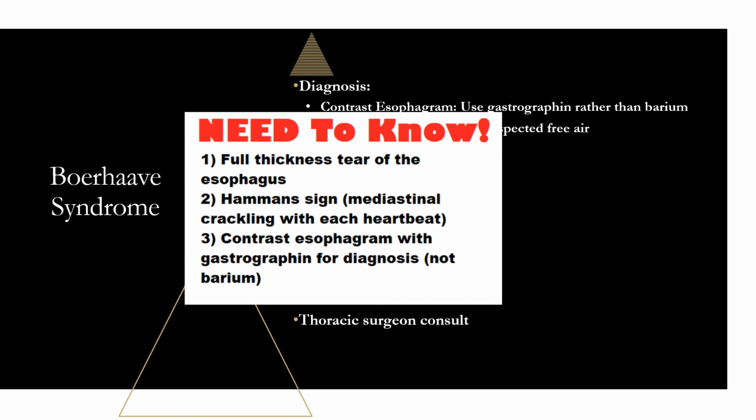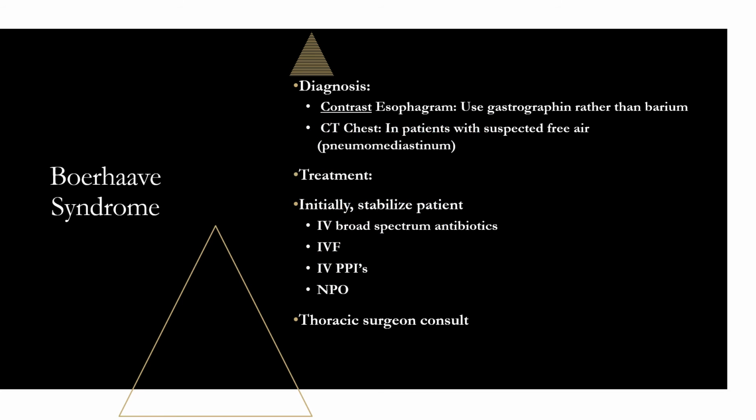So that's Boerhaave syndrome. Now, what are the few things that you really need to know for Boerhaave syndrome? You need to know it's a full thickness tear. Remember that Boer ripping through the esophagus. You won't forget that. You need to know Hammond sign, mediastinal crackling with each heartbeat. And then you need to know that you're going to do a contrast esophagram with Gastrografin rather than barium for these patients. So that's Boerhaave syndrome.